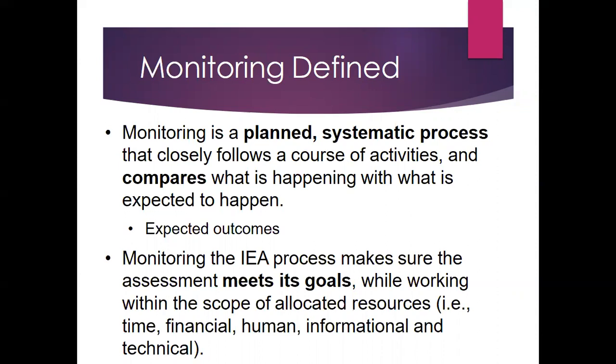All right, so in an organization, you may have several processes. So you are regularly monitoring those various processes and measuring them against expected outcomes. So for example, expected outcomes may be an industry standard on a particular indicator that has been defined as best practice. So monitoring the IEA, or the Integrated Environmental Assessment process, makes sure the assessment meets its goals while working within the scope of allocated resources.